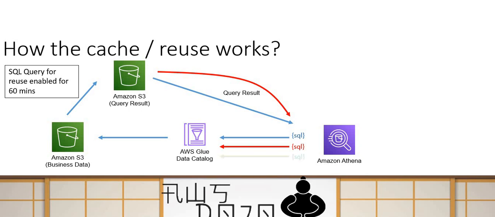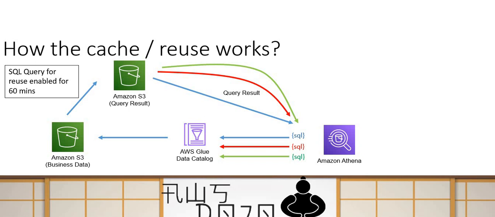Suppose again me or some other user within 60 minutes tries the same query again. Again, the result will be given back from the query result. The query will not run on the business data. But suppose again me or someone else runs it after 60 minutes. Now these two queries I ran within 60 minutes, and now I'm doing it after 60 minutes.